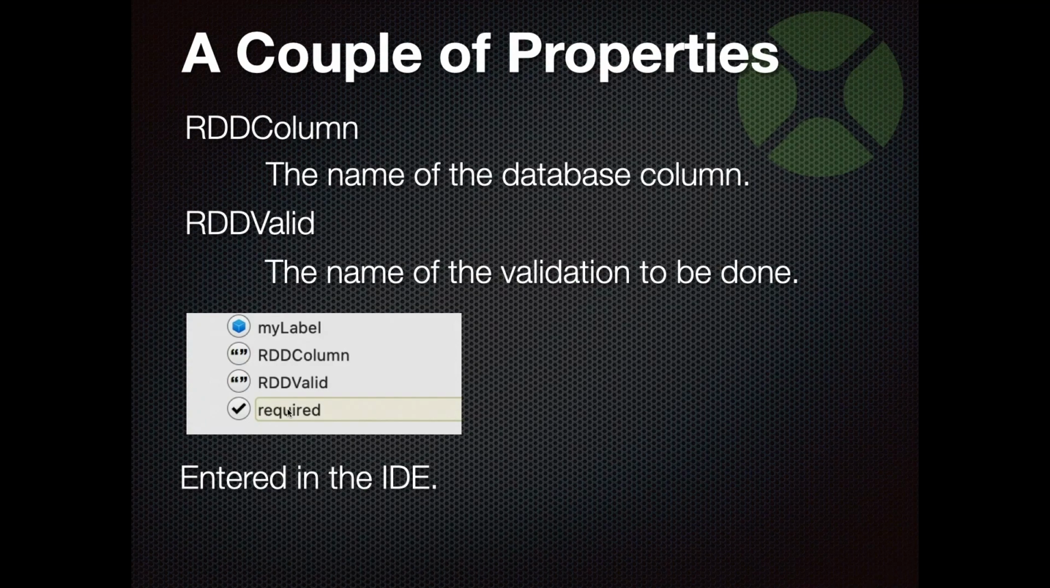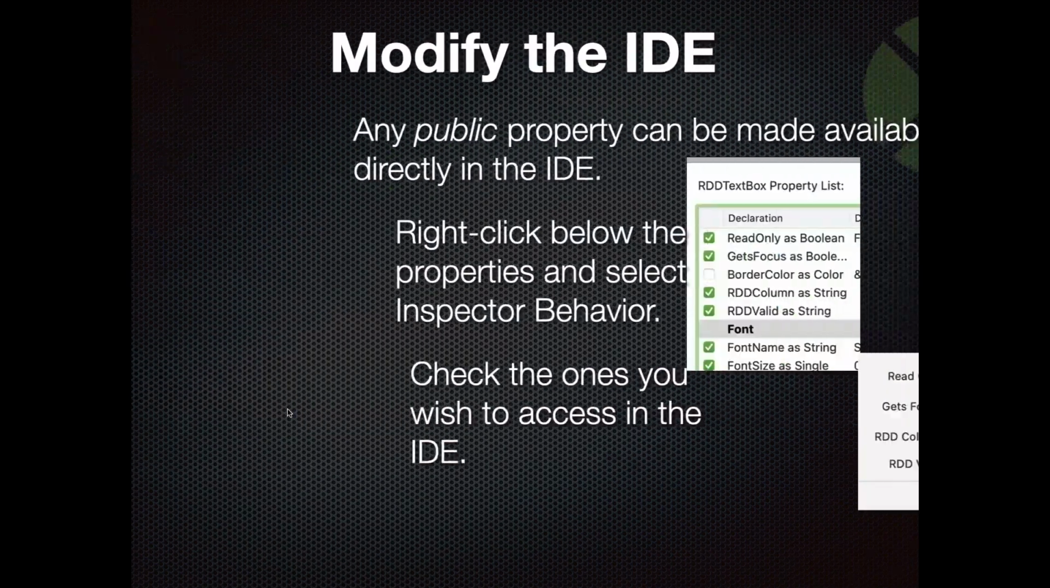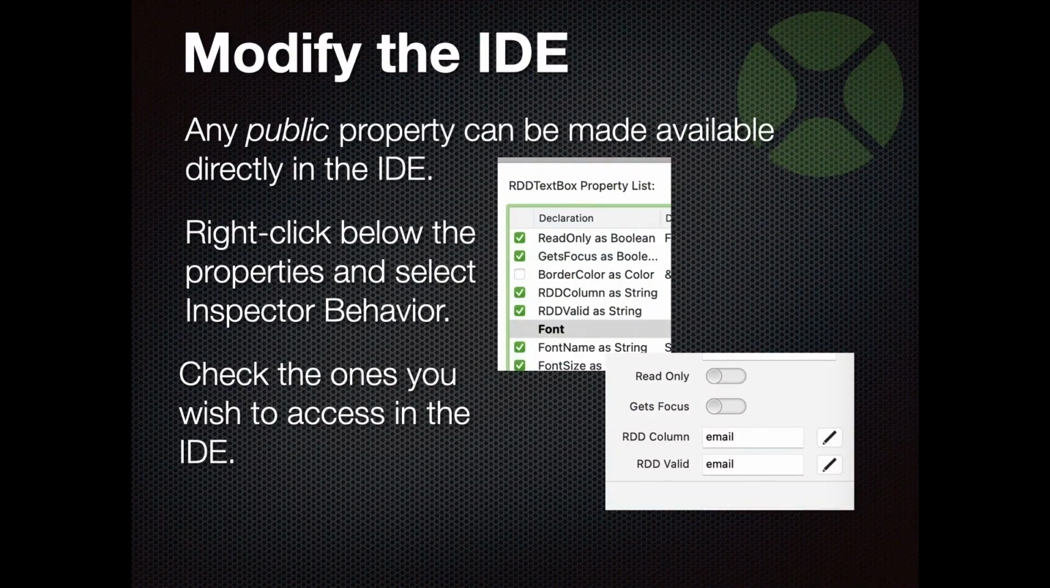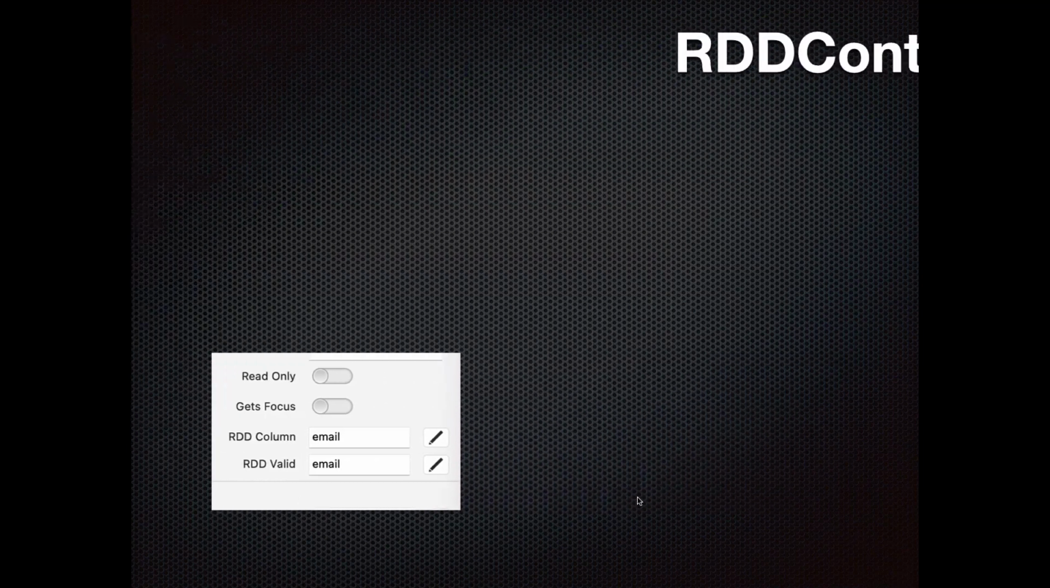And these are entered in the IDE because Xojo has this very clever system where you can actually make public properties available in the IDE. So here's our RDD column. This is an email column, and this is the validation it has.